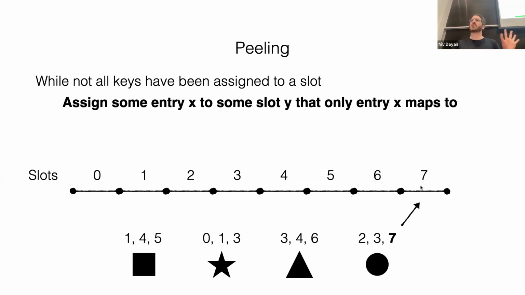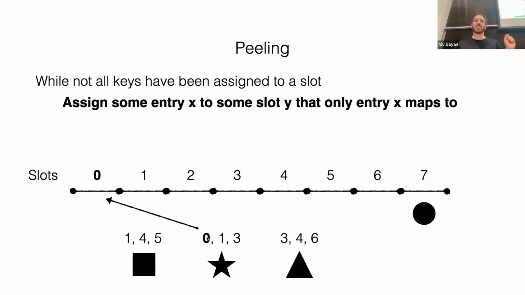It actually turns out that there is a high probability that this is going to happen, that there's going to be some slot that only 1 entry maps to. In this case, it's slot 7. You see no other entry here maps to this slot. So this is a good candidate, and I'm going to assign 7 to be the unique owner of this entry.